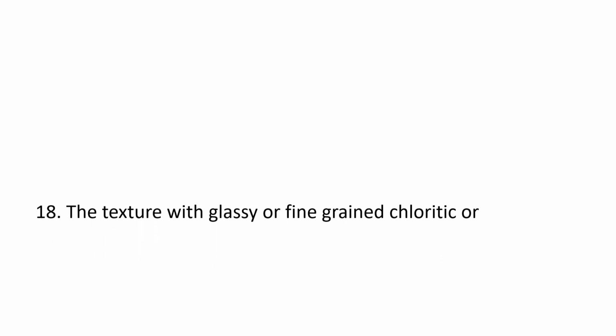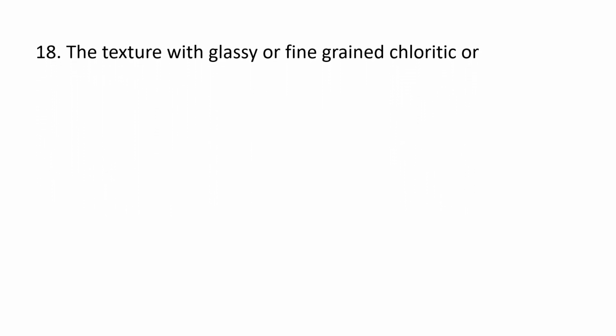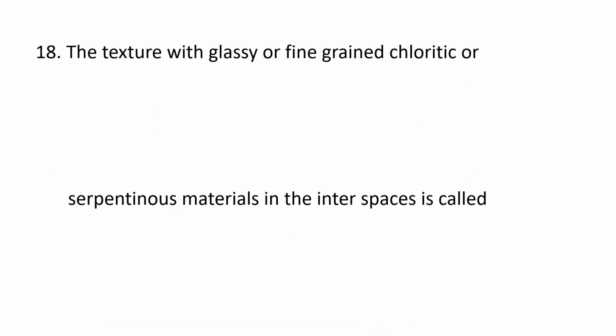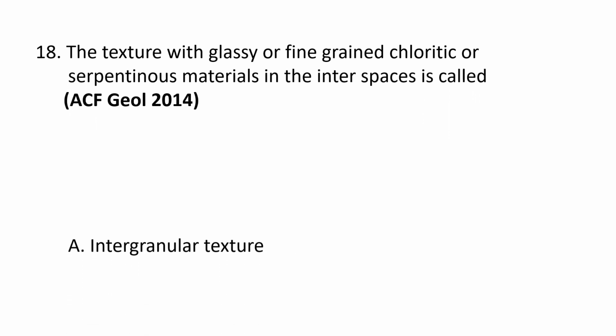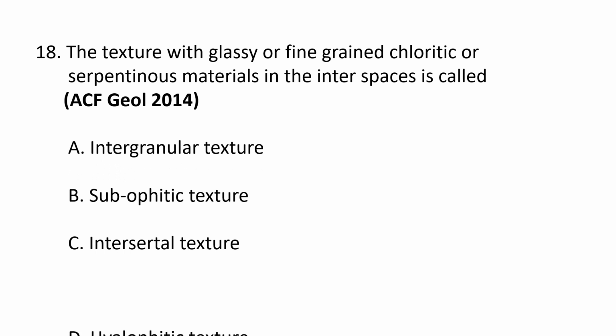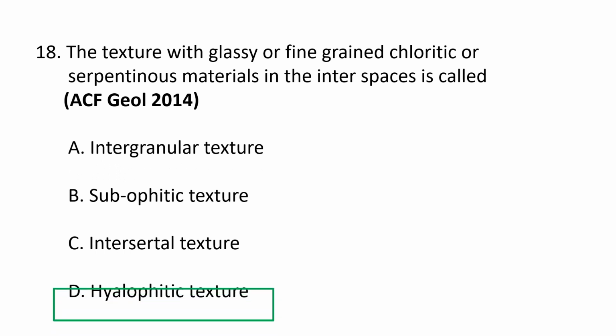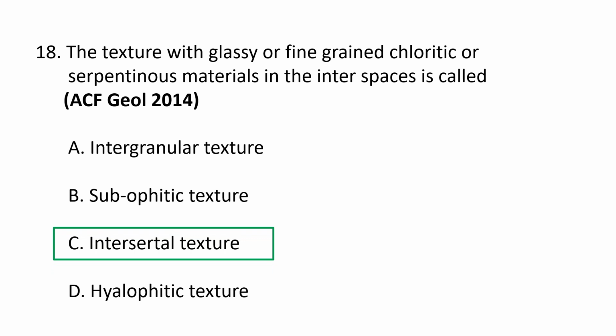Next question. The texture with glassy or fine-grained chloritic or serpentinous materials in the interspaces is called: A. Intergranular texture, B. Subophitic texture, C. Intersertal texture, D. Hyalophitic texture. So the correct answer is intersertal texture. It's a texture in which very fine-grained glassy, chloritic or serpentine materials occur in the interspaces. That's why it is called an intersertal texture. So C is the correct option.